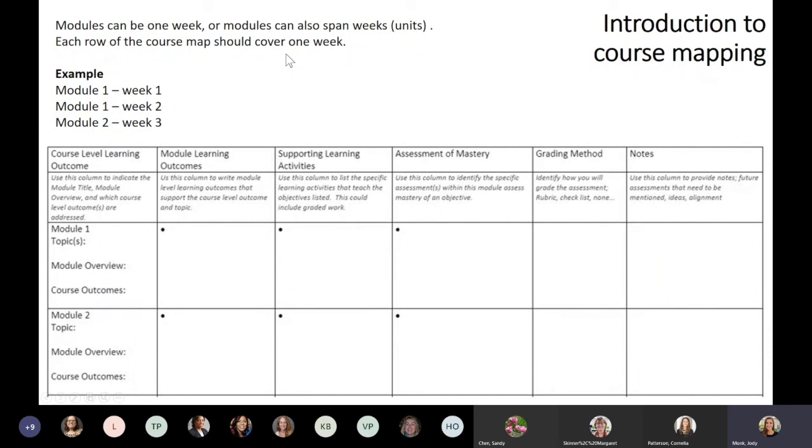But they can span weeks, and some classes, a module will go 1.5 weeks, but you still need to present, or it's best practice, we find, to present that content 1 week at a time, just so students know what to expect. But laying this out helps you see the big picture. There's this notes area and the grading criteria and assessment of mastery.